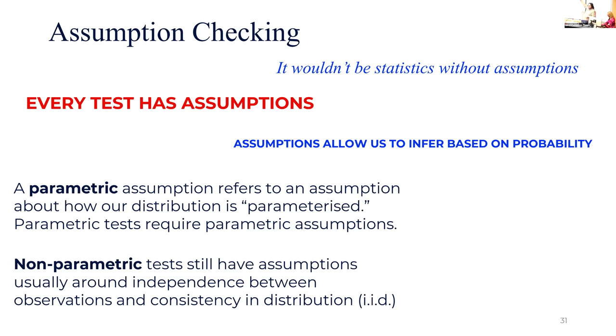Now, we often talk about parametric assumptions and non-parametric tests. A parametric assumption just refers to any assumption that parameterizes a distribution, or puts a restriction on the distribution used in the test. So parametric tests, of course, require parametric assumptions, usually about what distribution the data is, or what distribution some results from the data is. Non-parametric tests still have assumptions, usually around the independence between values. If I asked you 100 times, that's not the same as asking 100 different people, yeah? We still need that assumption of independence between observations, even with non-parametric tests. We just have fewer restrictions on what distributions could go into it.